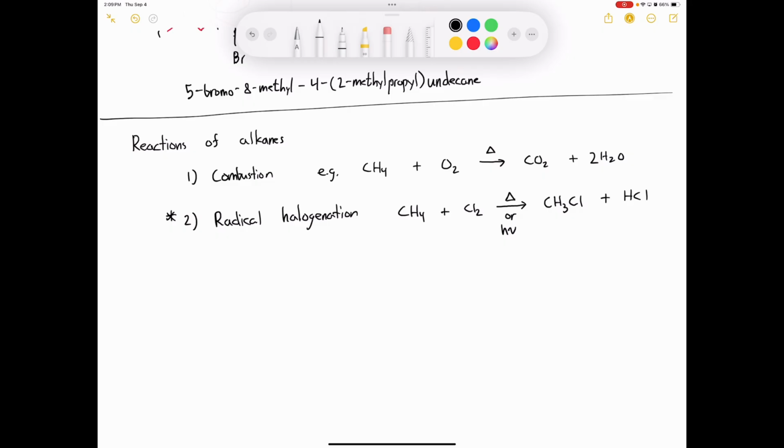Should there be a 2 for the O2? Oh, yeah, you're right. Thank you. I almost forgot about the CO2. So there's 4 oxygens. Good. Thank you for catching that.